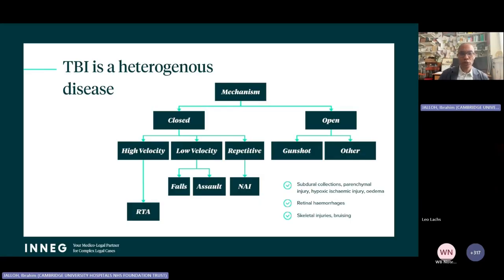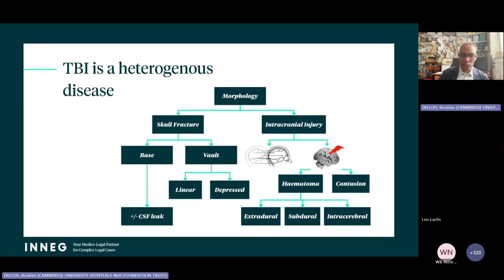Occasionally we get an open head injury, so we get the odd air rifle pellet. I've had a crossbow once recently, but they're relatively rare, and there are different aspects of those head injuries that make them different from closed head injuries. TBI is a heterogeneous disease, as I've said. The other way to think about it is the type of lesions that we see associated with the head injury. So there can be a skull fracture, and that might be of the base of the skull or the vault, so the top bit of the skull.